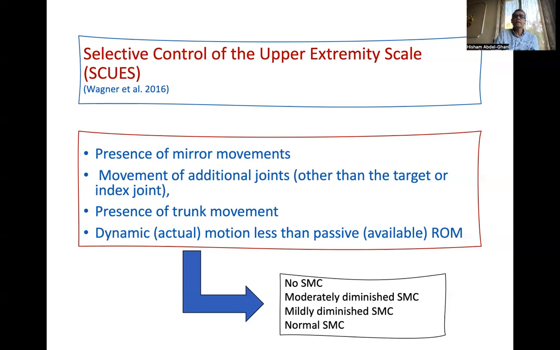This is poor selective motor control. There are types, there are degrees, and there is assessment. The presence of mirror movement is an indication of poor selective motor control.